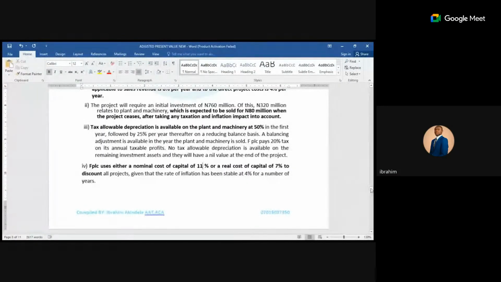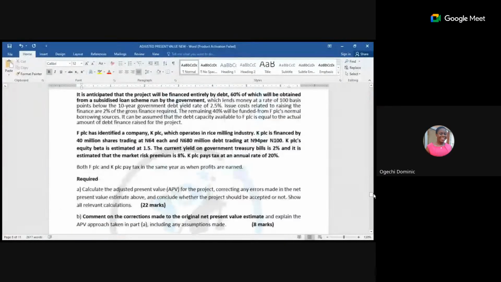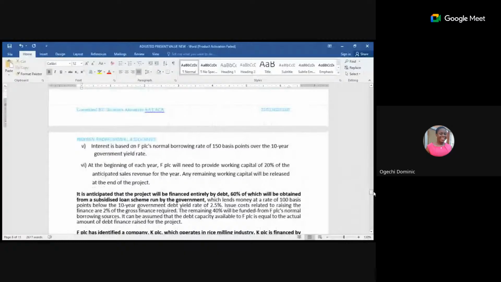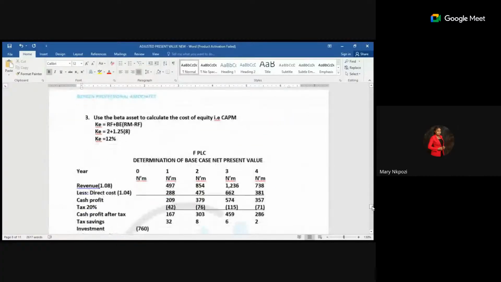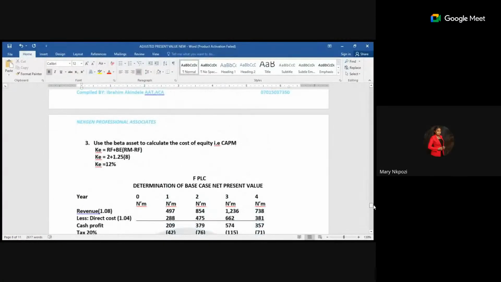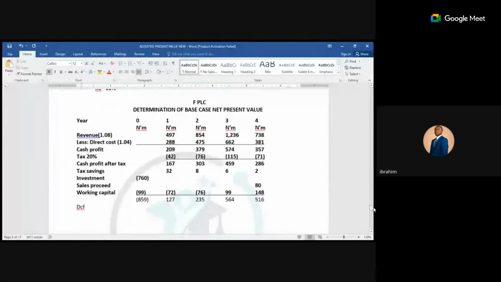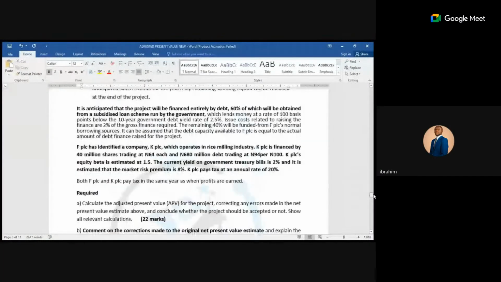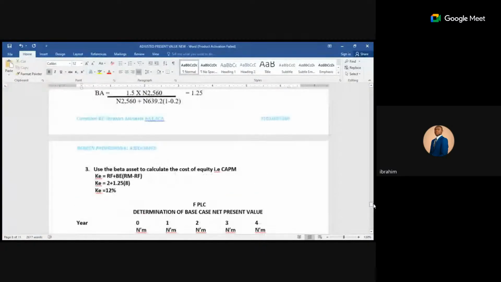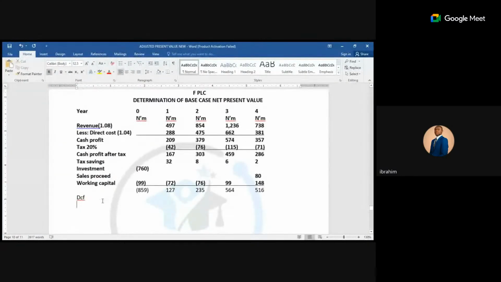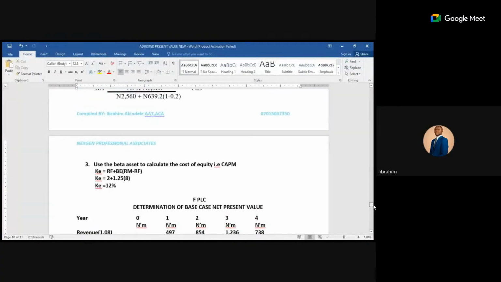So therefore, sir, what about the KE that we calculated at first? I thought that is what we are going to use, sir. Why will you use KE? Thank you, KE, your cost of equity ungeared. 12%. Honestly, I forgot. So that's fine. Thank you. 12%. So that clause was just there to confuse us. Yes. So why do you have to give us that clause there? When I don't know, it is of no use.